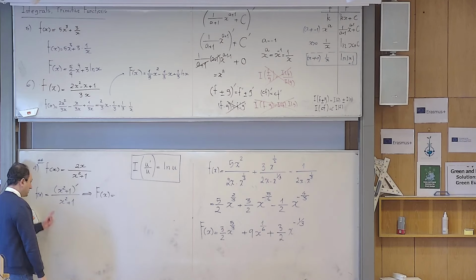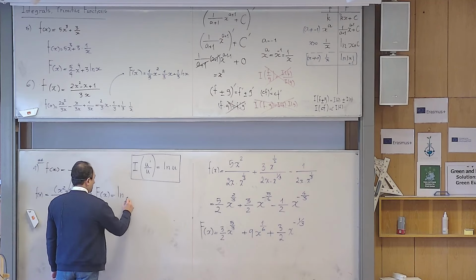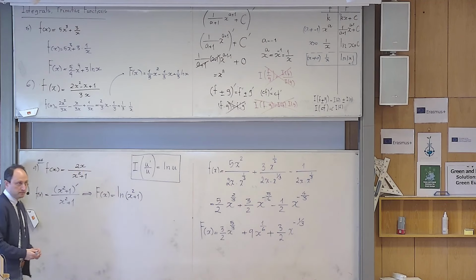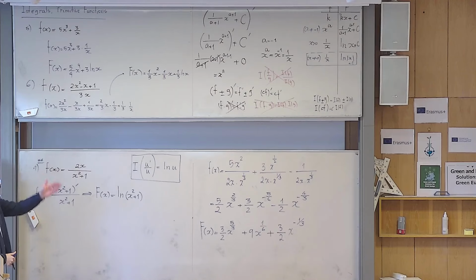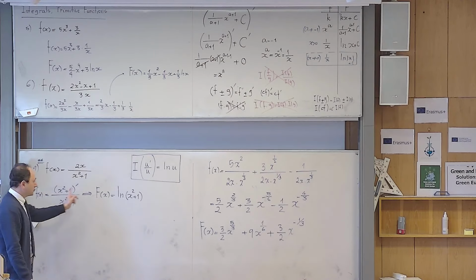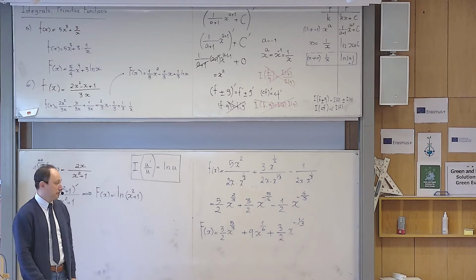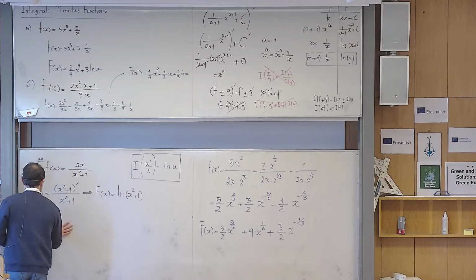Yes, because this is playing the role of u. So this becomes ln of x squared plus 1. Okay, so in all these examples, mainly this is Math 3C. This is the new one, very new one. I mean, it was not computationally hard, but you need to know the point, otherwise you will not be able to solve it.